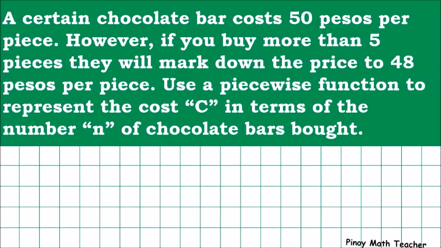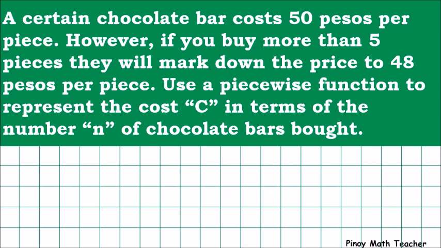A certain chocolate bar costs 50 pesos per piece. However, if you buy more than 5 pieces, they will mark down the price to 48 pesos per piece. Use a piecewise function to represent the cost in terms of number of chocolate bars bought.